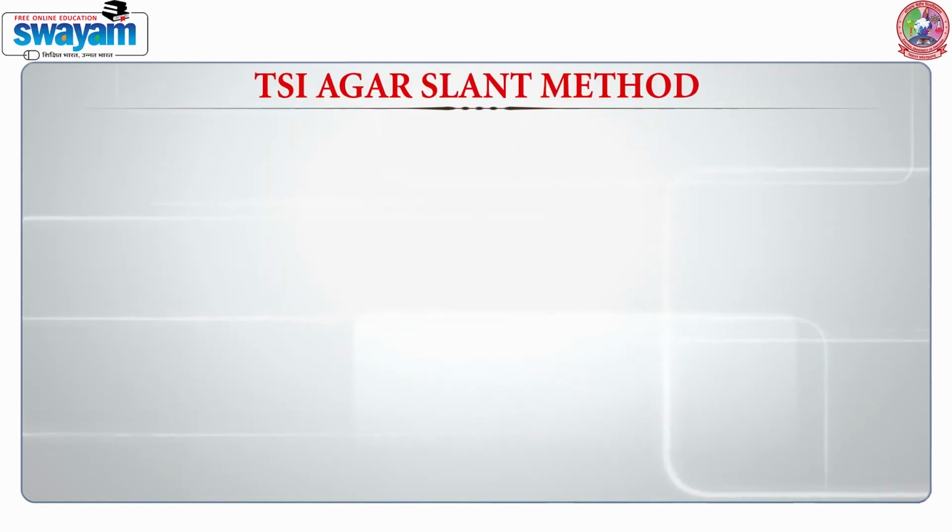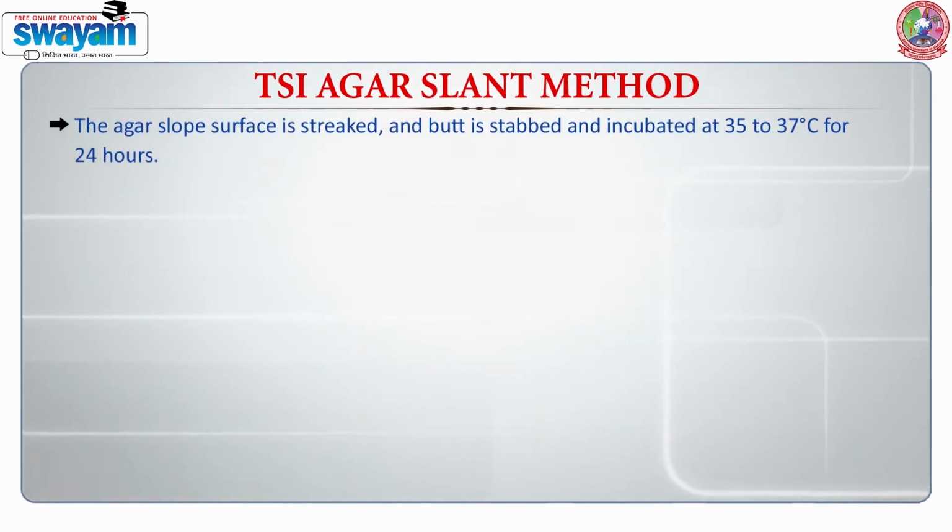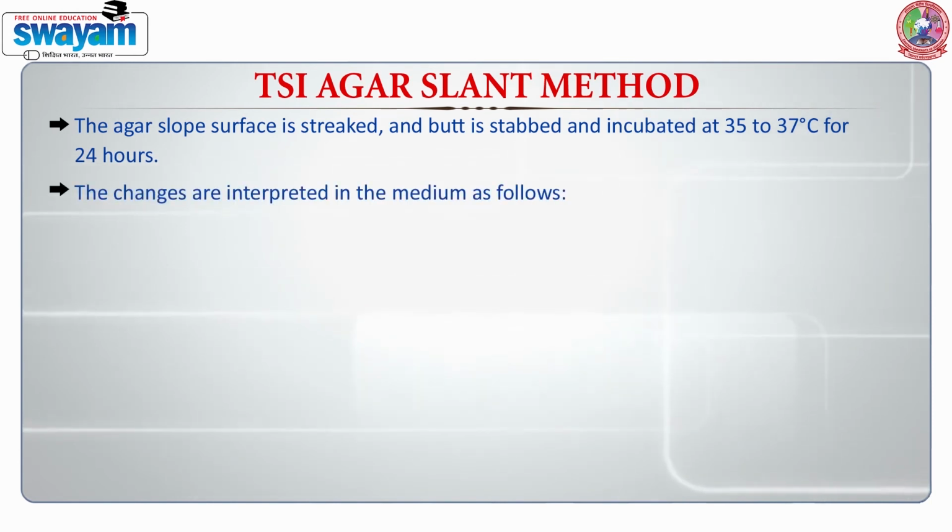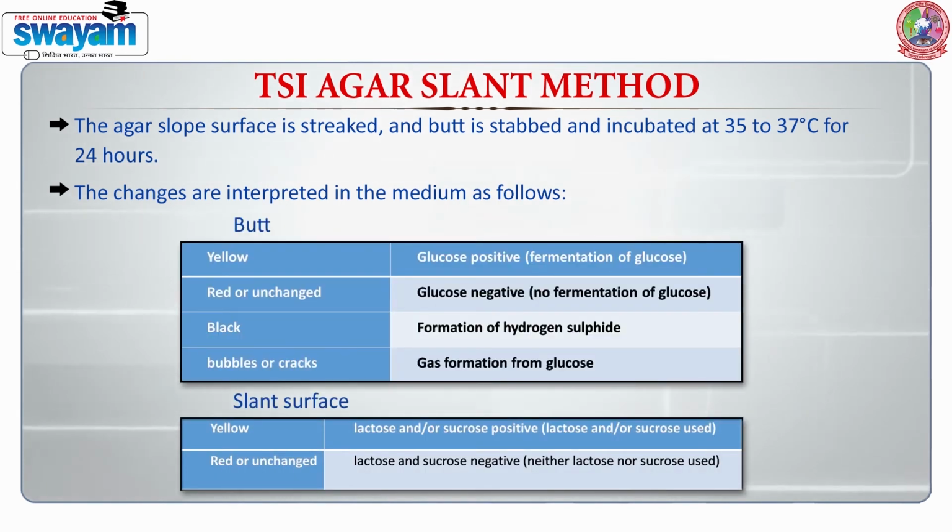The TSI agar slant method is also used to identify these cultures. The TSI agar slope surface is streaked and the butt is stabbed and incubated at 35 to 37 degrees Celsius for 24 hours. The changes in the medium are interpreted as per the table. Typical Salmonella cultures show alkaline slant with gas formation and acid butts. In about 90% of cases, there is formation of hydrogen sulfide, that is, blackening of the agar.